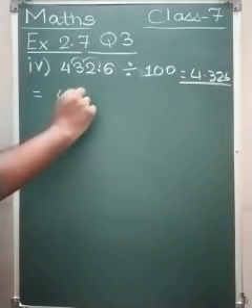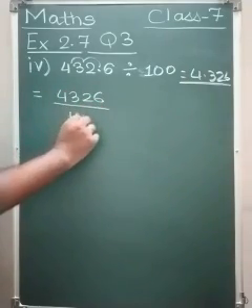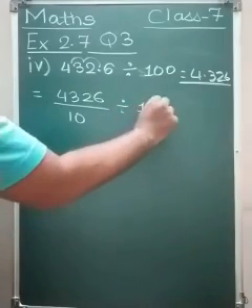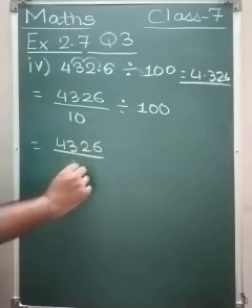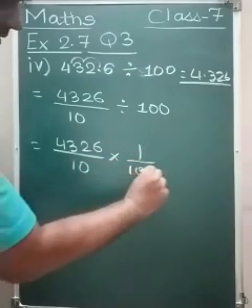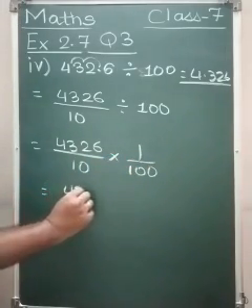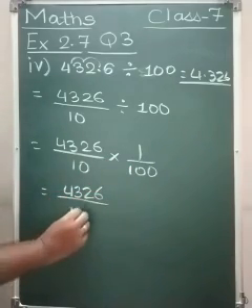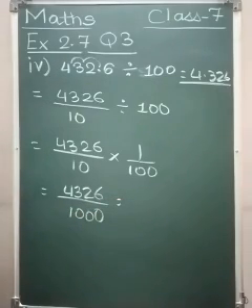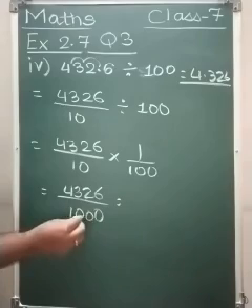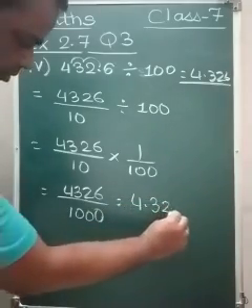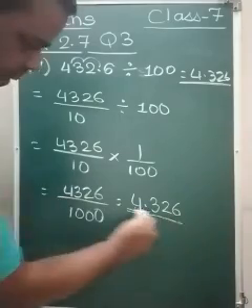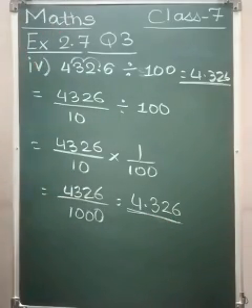Okay, 432.6 upon 10 divided by 100. So this equals 432.6 upon 10 multiplied by 1 upon 100. This equals 432.6 divided by 1000. Then 1, 2, 3, decimal point should be here. So 4.326. Done. Question number 3. One more sum we will solve from here.